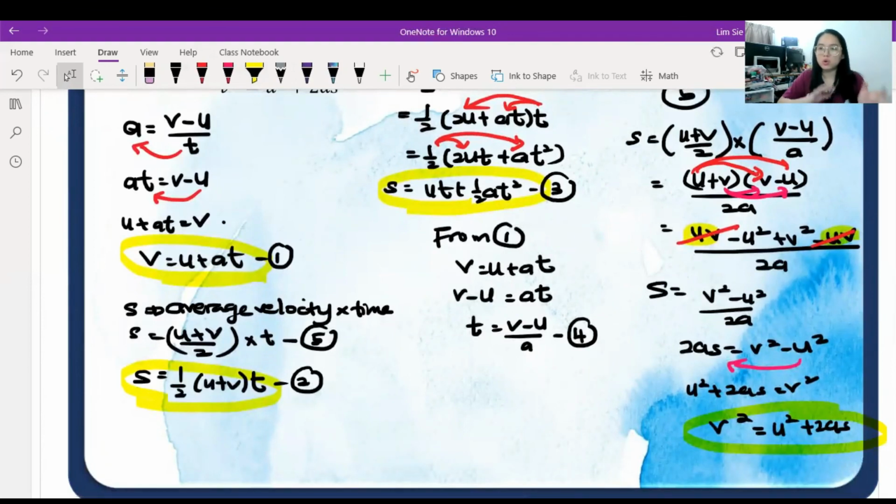If you know how to derive these four formulas, it actually helps. So try to understand it and try to do it together with how I explained it now. That's all from me in this video.